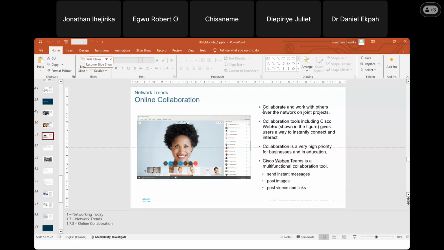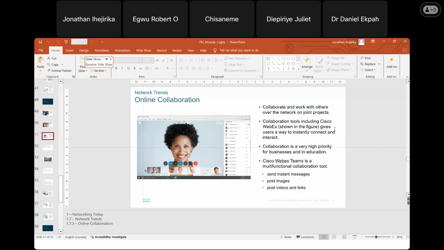Online collaborations. Collaborate and work with others over the network on joint projects. Collaboration tools, for instance, this particular software we are using for this meeting is called Cisco WebEx. Yes, Cisco WebEx. That is the software we use by Cisco to do video conferencing. And it gives users a way to instantly connect and interact.